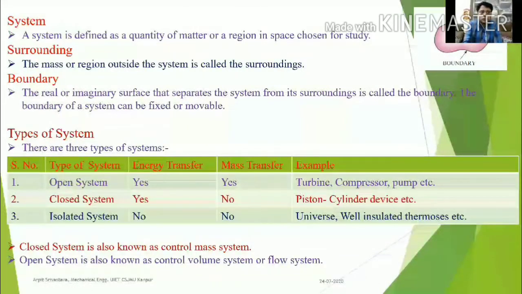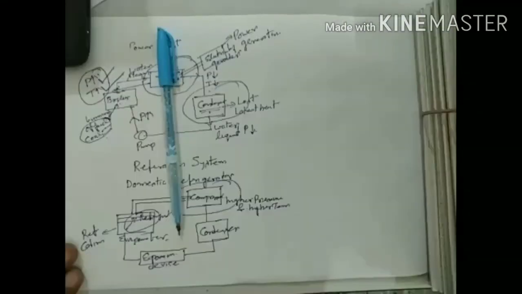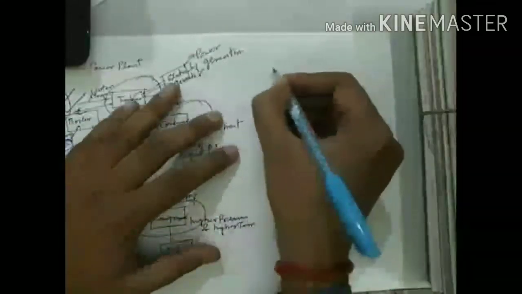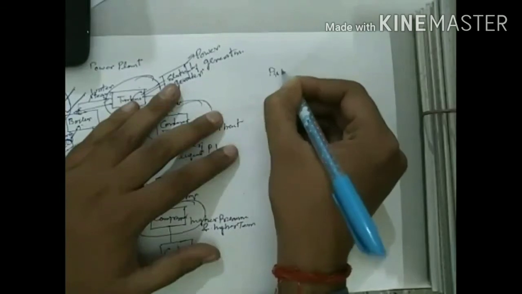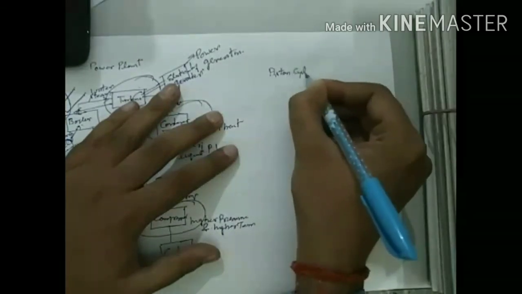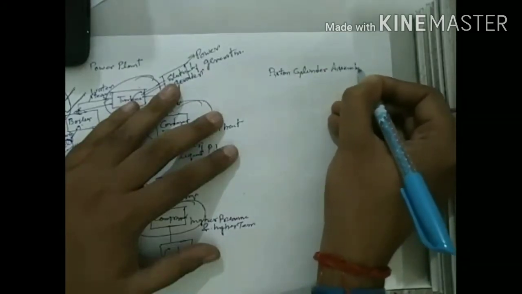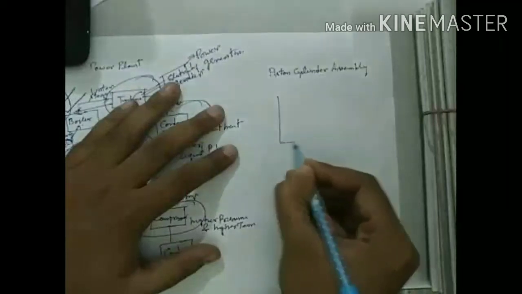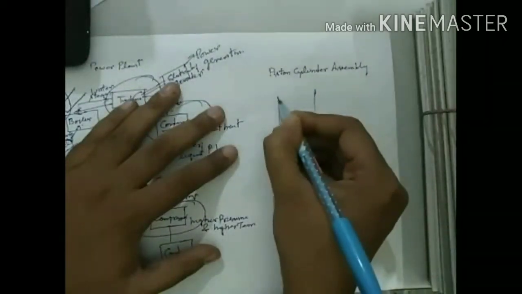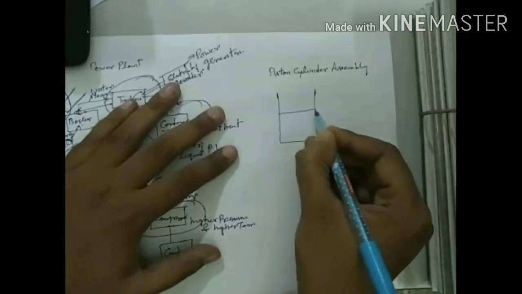So we see this type of example. I'm trying to show some example by which you can understand this concept. Suppose we consider a piston cylinder assembly. See, that is the cylinder, and this is a piston.